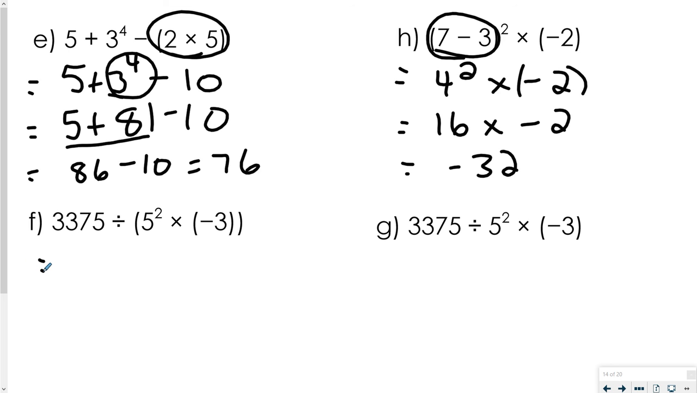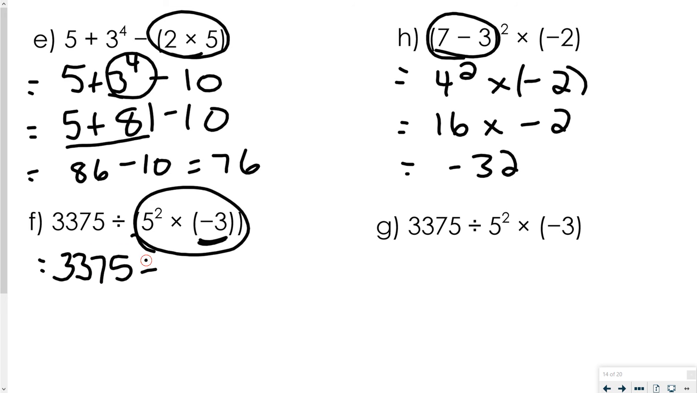Okay, so we've got brackets, so I need to simplify the brackets. These are the innermost brackets, but there's nothing to do with them, so I can ignore them. So now I look at the outermost brackets, and inside the innermost or outermost brackets, I do have an exponent, so I'm going to have 25 times -3.